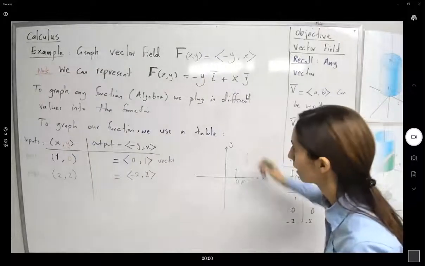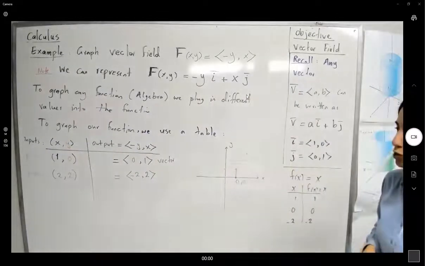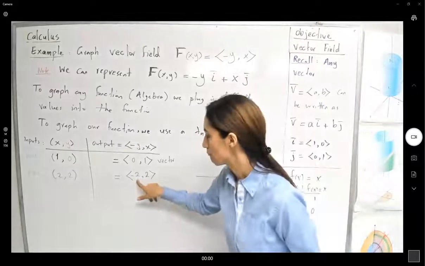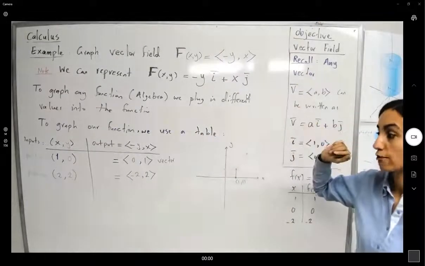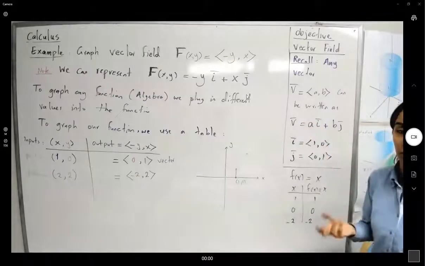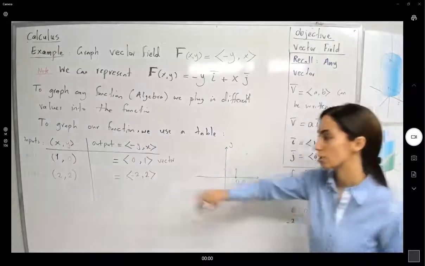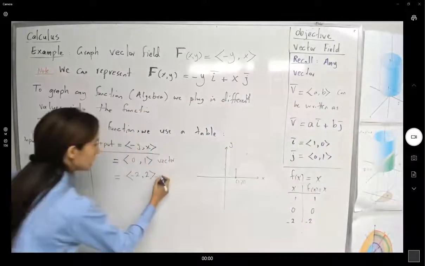So how do we graph this vector? Negative 2 and 2. Remember that the magnitude of this vector is equal to square root of 4 plus 4, which is 8, or 2 square root of 2. So it's not exactly a unit vector. The length of this vector is larger than the length of the second vector. So this is another vector.